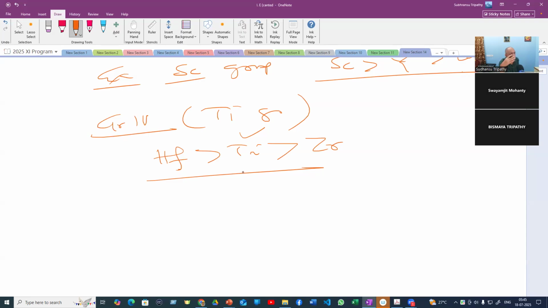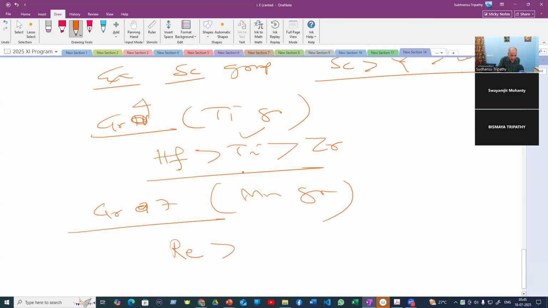Then after chromium comes the manganese group, group 7. This is the manganese group. Who will be there? Technetium, rhenium. Rhenium is greater than manganese, greater than technetium, which is radioactive, nobody bothers.